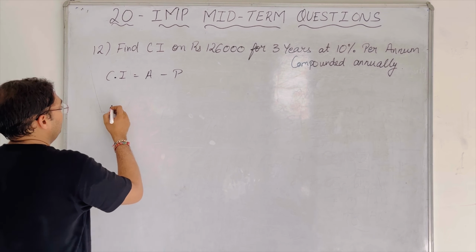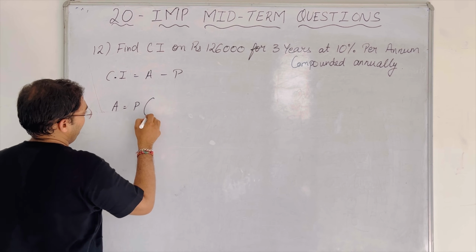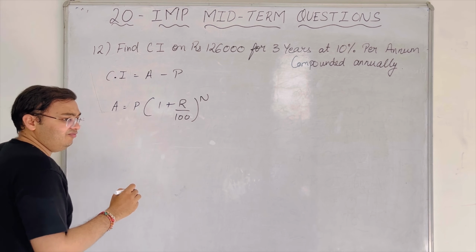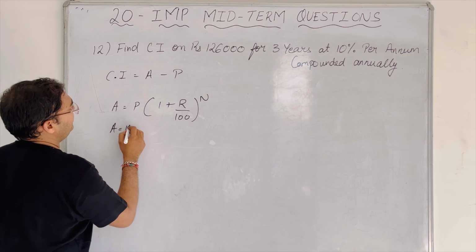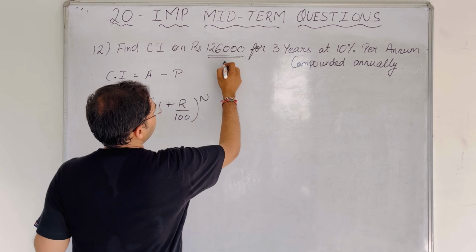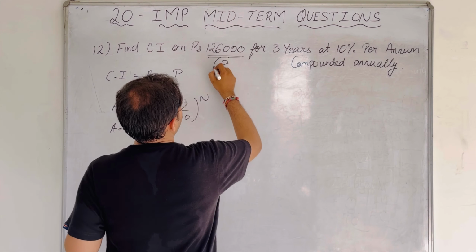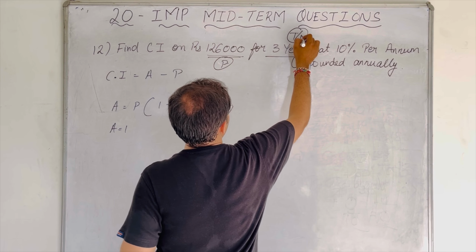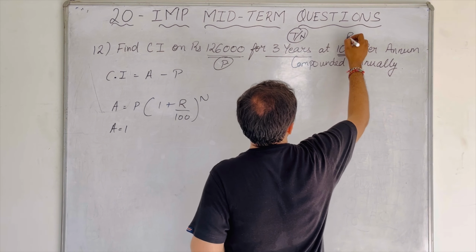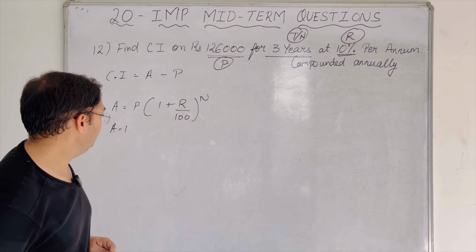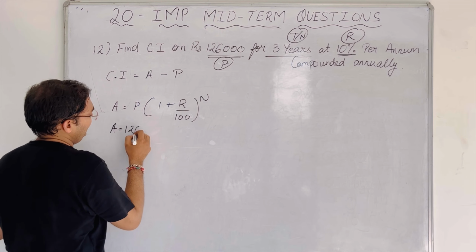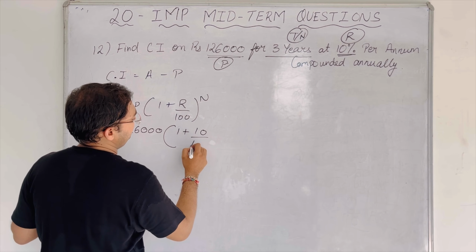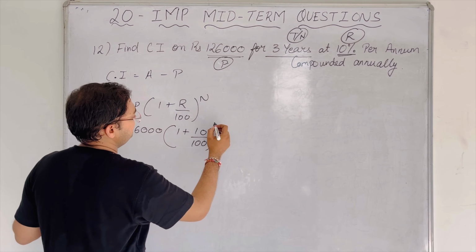So first we'll find the amount. Amount equals P bracket 1 plus R upon 100 raised to N, and this is the formula of the amount. Amount equals principal. What is my principal? This is my principal. This is my time, or you can say N also. This is my rate of interest. So let's decode it. Principal is 1,26,000 bracket 1 plus rate of interest is 10% upon 100 and time is 3 years.